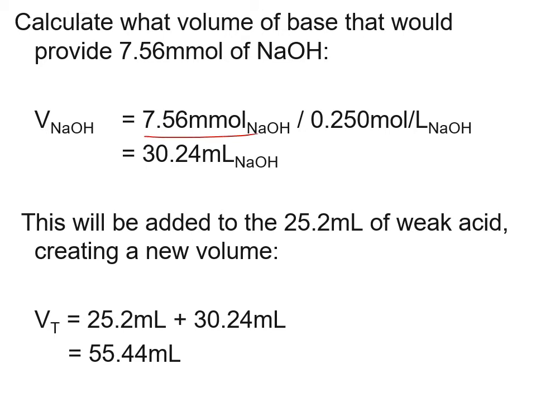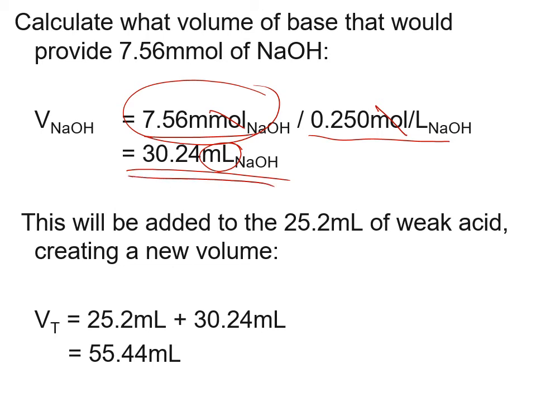So if we take our millimoles and we divide by 0.25 moles per liter, again, the moles are going to cancel out and we're going to end up with milliliters. So we're going to have to add 30.24 milliliters of sodium hydroxide in order to get the same number of millimoles of OH as the weak acid has, which is 7.56. So 30.24 milliliters of NaOH will end up putting 7.56 millimoles of NaOH into the solution, which is the same amount as the weak acid that is in solution. So we have to get those to be equal.